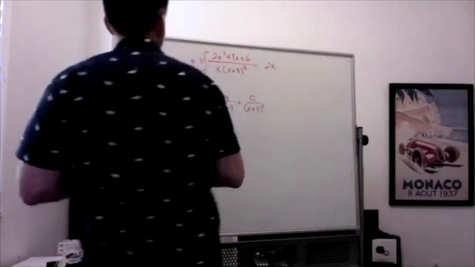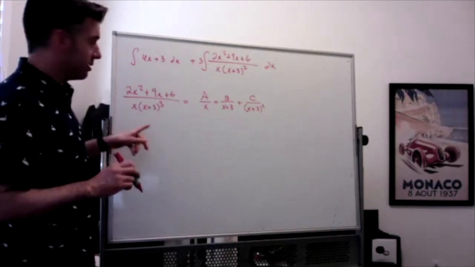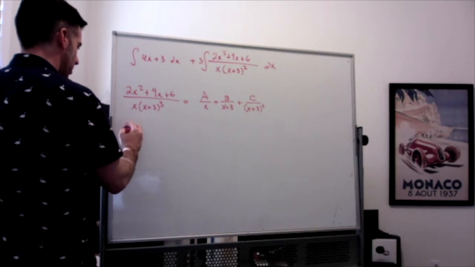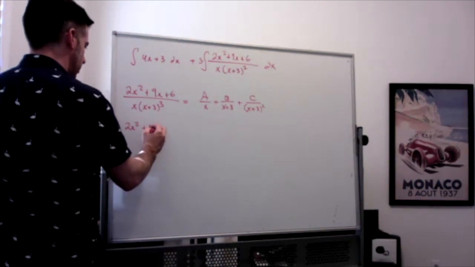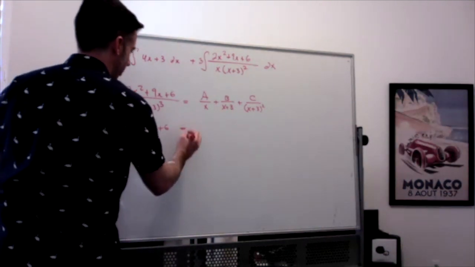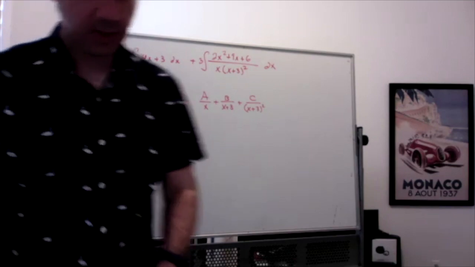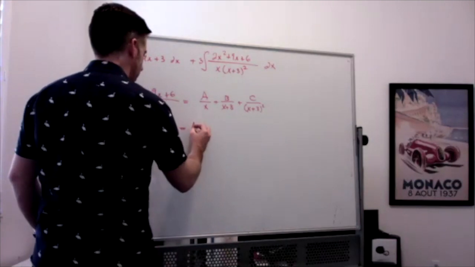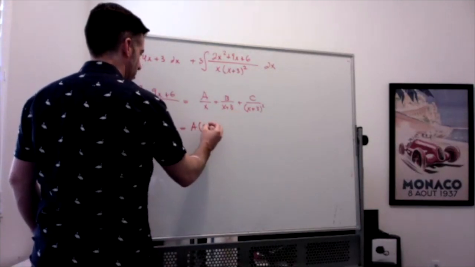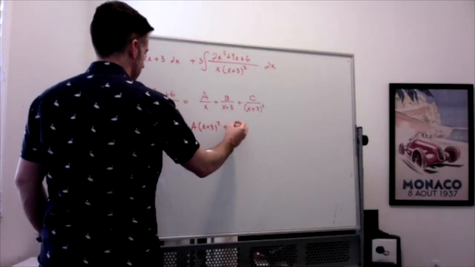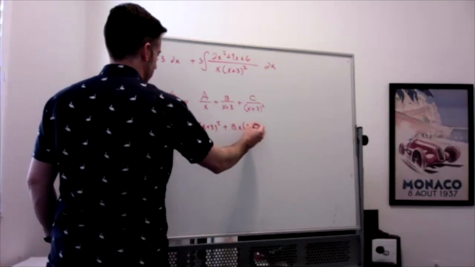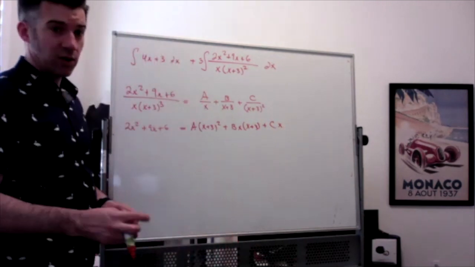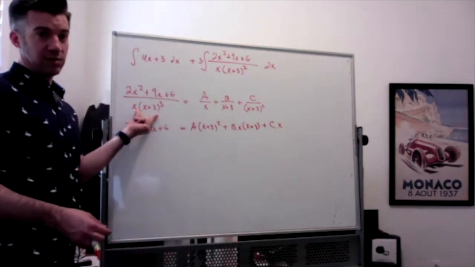Okay. So then we're going to multiply both sides by this common denominator. On the left, we're going to get 2x squared plus 9x plus 6. On the right, we're going to get a times (x plus 3) squared plus b times x times (x plus 3) plus c times x. Again, we're just multiplying each thing by x times (x plus 3) squared.